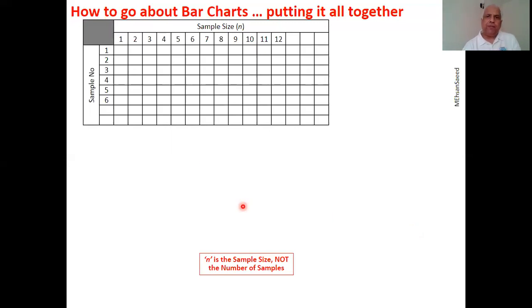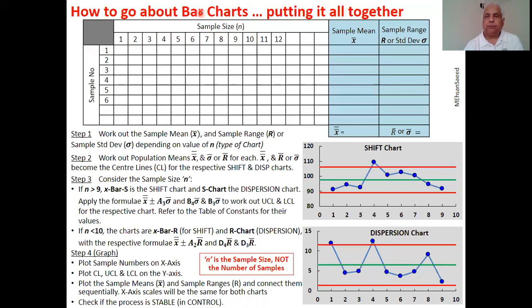First of all, you have to put the data in this grid. This is the number of samples, and this is the sample size. So just enter the data into this. Then make two columns. The first column is always the sample mean, and at the end of which you take the average again to make it mean of the mean, or X double bar.